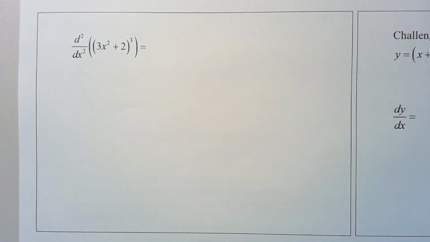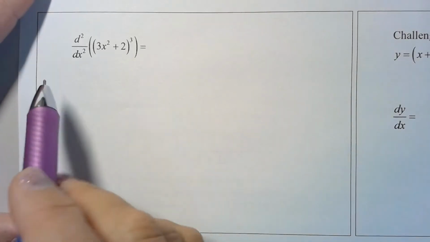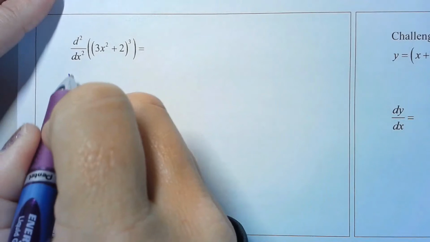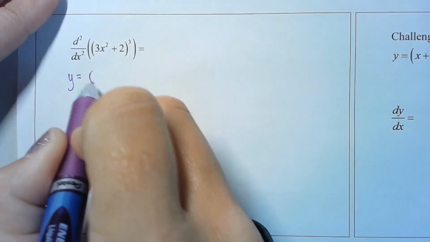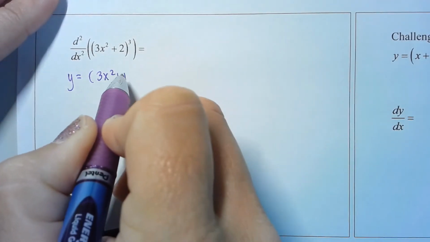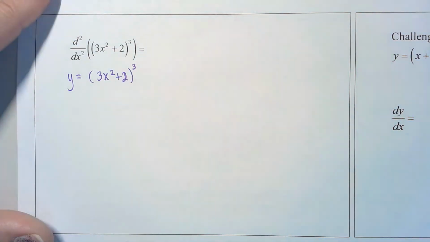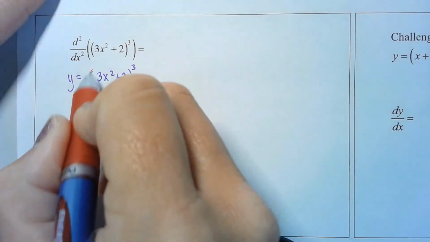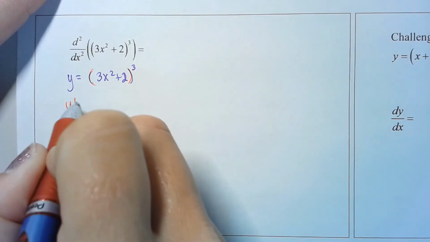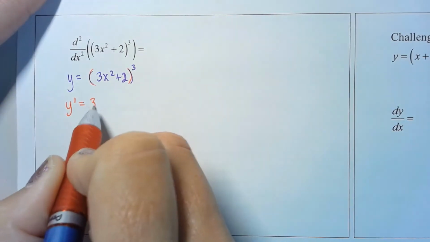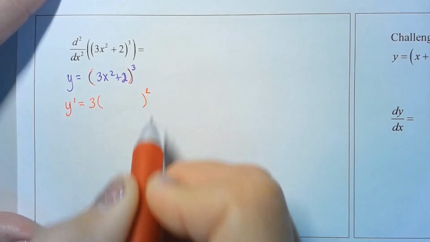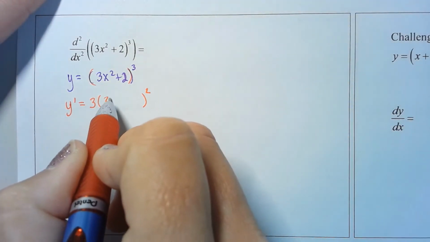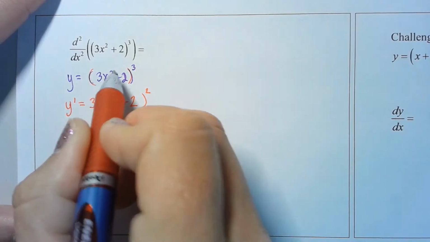The second derivative of y with respect to x, right? Take the second derivative. So maybe we'll start like this. Y prime equals 3x squared plus 2 cubed. And they want the second derivative. Well, we see our parentheses, right? We start on the outside. We bring that 3 down in front. We subtract 1 from the exponent. And the inside stays 3x squared plus 2.